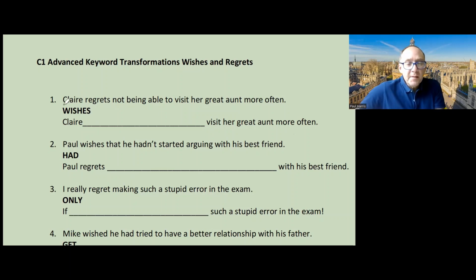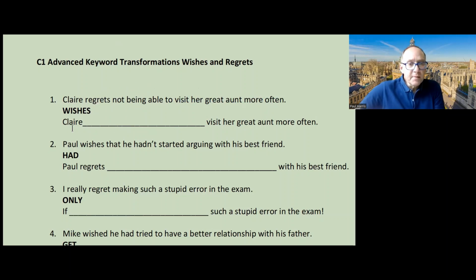So let's start off here with number 1 and have a read through. It says, Claire regrets not being able to visit her great aunt more often. We're going to have to use the word wishes, and we can see that we've got some information that is identical for top and bottom. So for example, this part here we already have at the bottom, so it's only going to be this part that is necessary to rewrite.